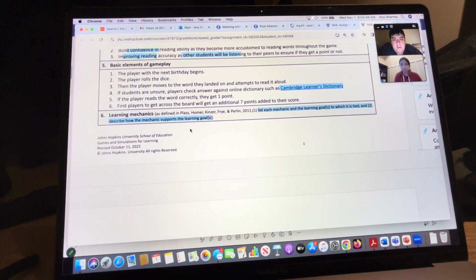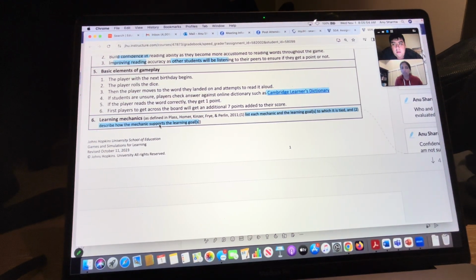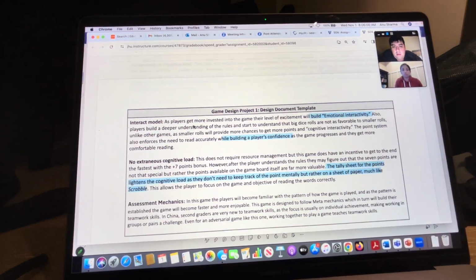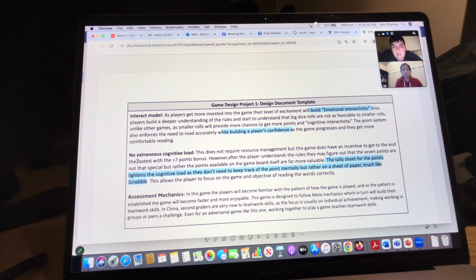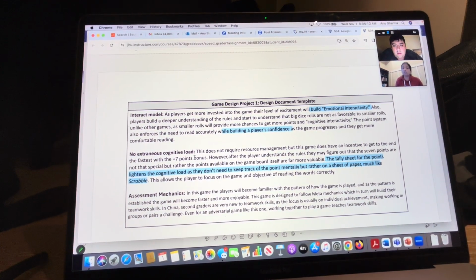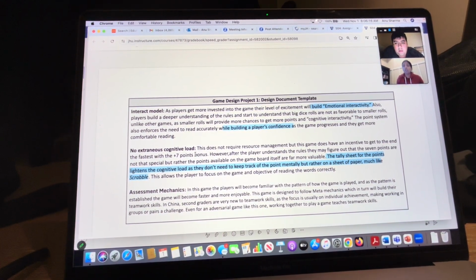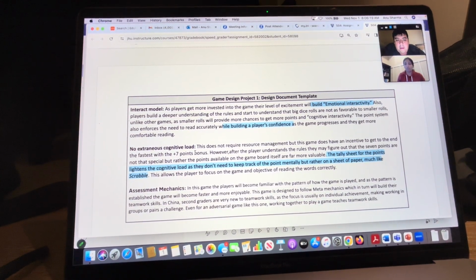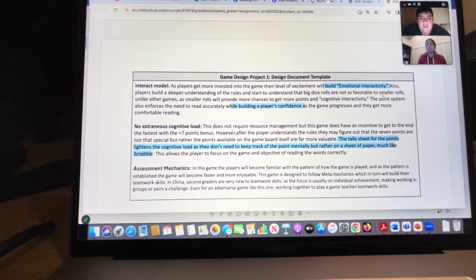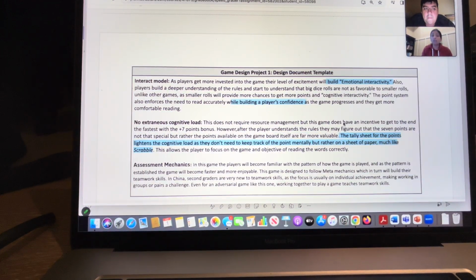Okay, so see here. It's written here, list each mechanic and the learning goal to which it is tied, and describe how the mechanic supports the learning goals. Or the gameplay also, you could say that. Again, no extraneous cognitive load doesn't make sense to me, because that is not the skill that the students are learning, okay? If they are using a tally sheet to keep track of their points, this is not the learning goal here. And then interactive model, emotional interactivity. Again, this is not a learning goal. Think about what the learning goals are.